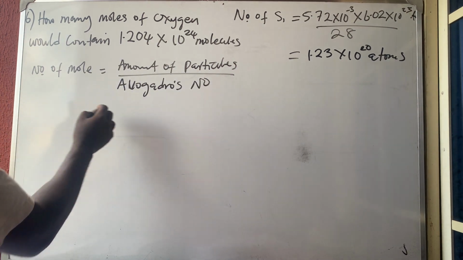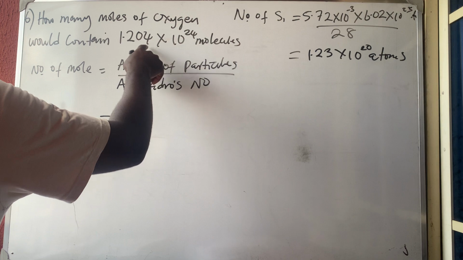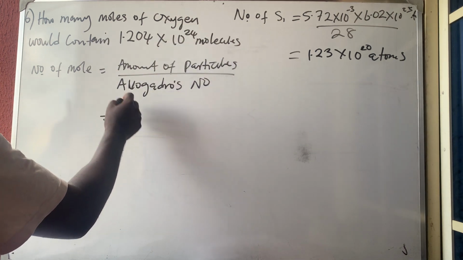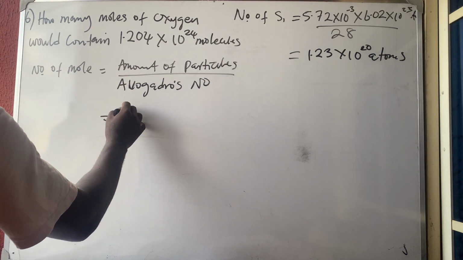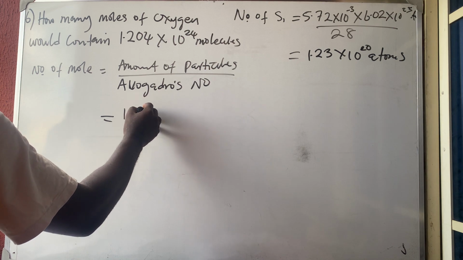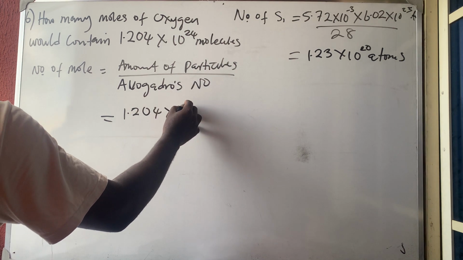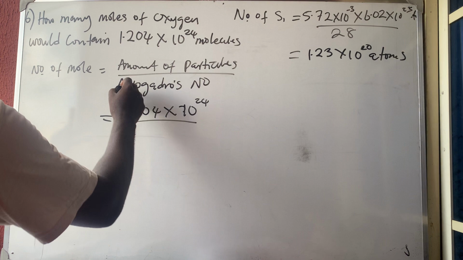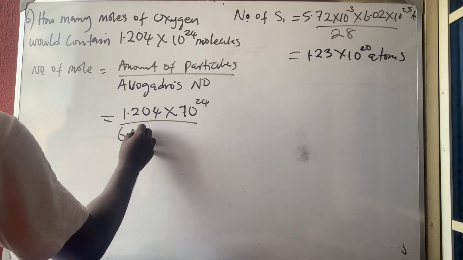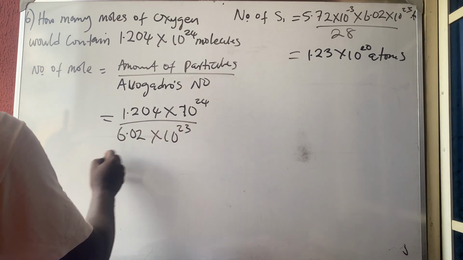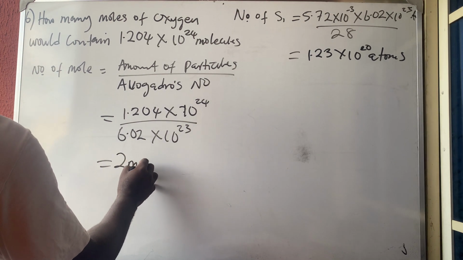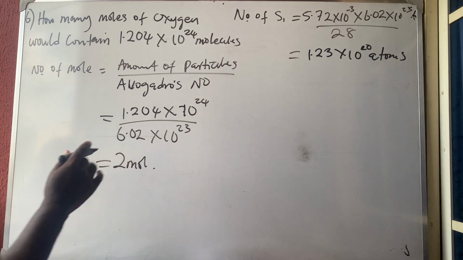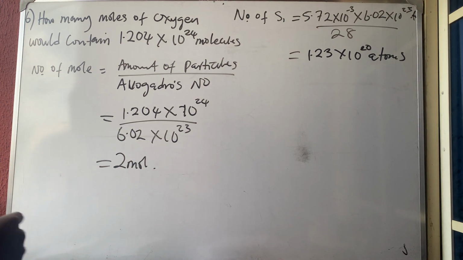So the number of mole is what we are looking for, but the number of particles is the number of molecules there. That is 1.204 times 10 raised to power 24 divided by Avogadro's number, which is 6.02 times 10 raised to power 23. If you do that, we are going to get 2 moles. Okay, so that is that.